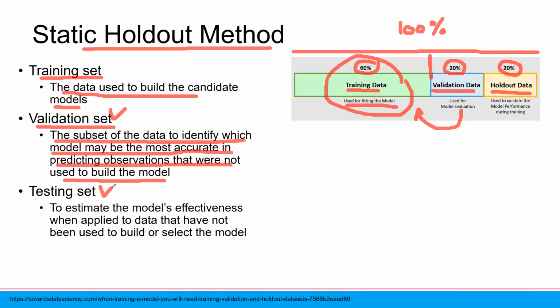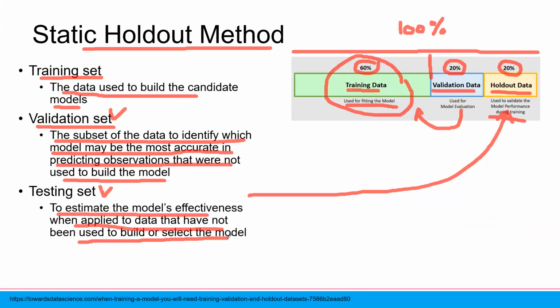The testing set, or the holdout data, is used to validate the model performance. It means we are going to estimate the model's effectiveness when applied to data that have not been used to build or select the model. In this case, we call this the static holdout method because we separate the data statically. We select 60%, 20%, and another 20%.